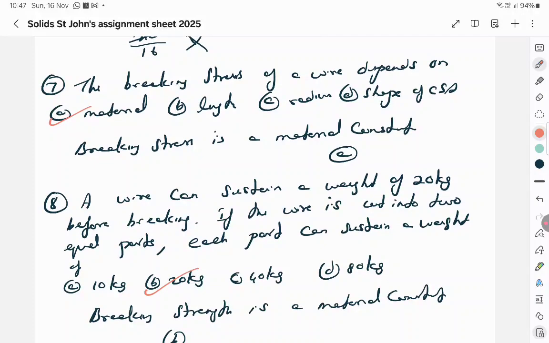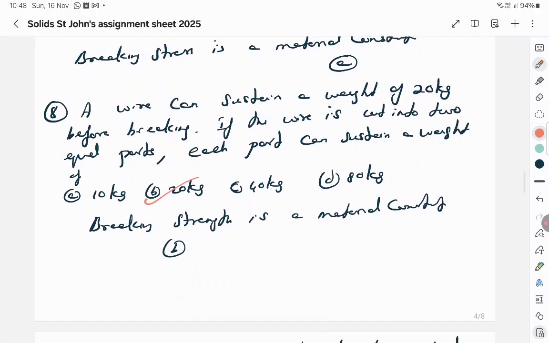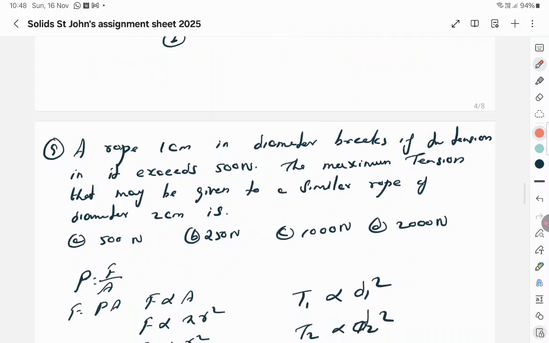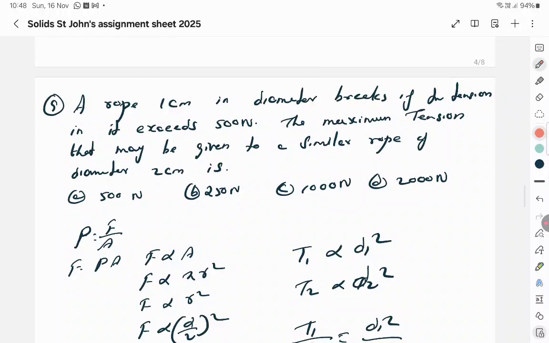Let's go to next. A wire can sustain a weight of 20 kg before breaking. If a wire is cut into two equal parts, each part can sustain a weight of 20 kg, because the breaking stress does not change. The breaking stress is always a given value, which is 20 kg. It's a material constant.